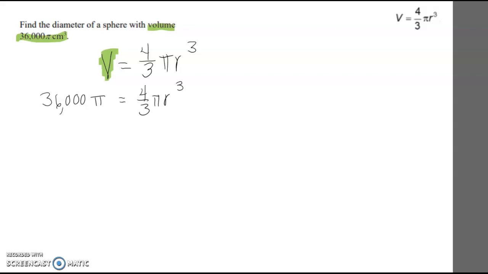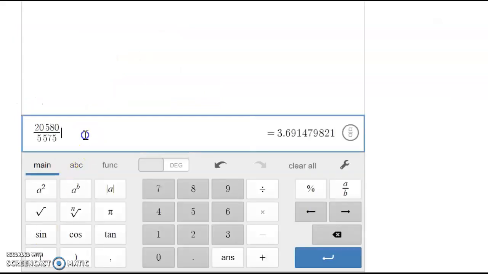So the first thing I want to do is divide in order to get rid of some of these values. Well, I like to use this little shortcut. If you have pi's on both sides, when you divide by pi, they're going to go away. So a lot of times I just cross those out and I don't even worry about my pi's. If they have them on both sides, they're going to go away. Now, in order to get r cubed by itself, I need to divide by 4/3. And if I'm dividing by a fraction, you actually end up multiplying by the reciprocal. So we're going to get r cubed equals whatever 3/4 of 36,000 is.